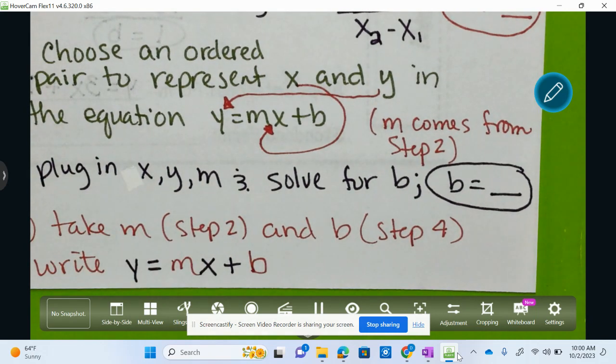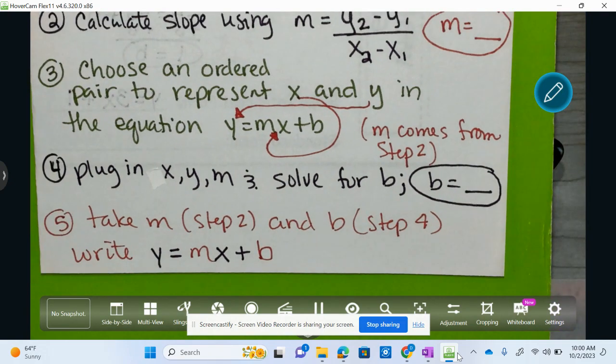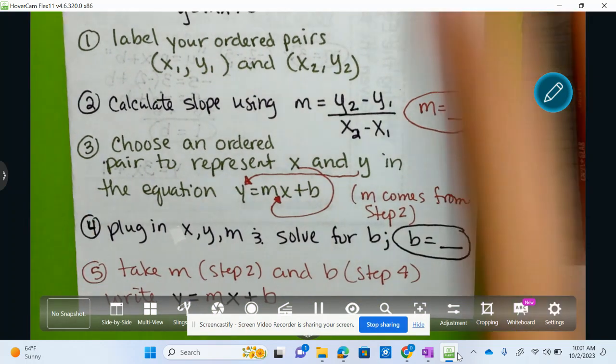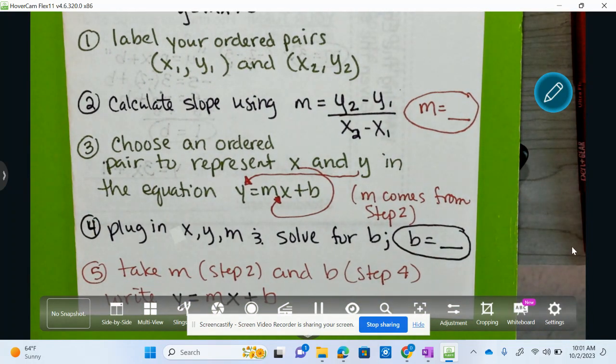Because those are the ones that you're substituting in, right? The y and the x are part of the equation, not the ordered pair that you use, but actually the variables y and x. That is the part of the equation, okay? So I'm going to shrink this up just a little bit, kind of zoom it out so you can maybe see all of this. These are your steps.